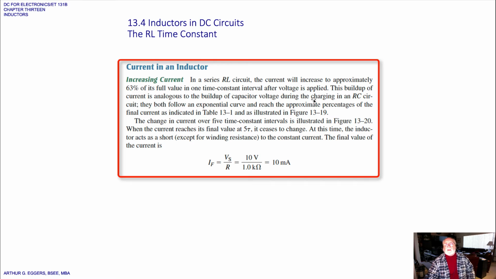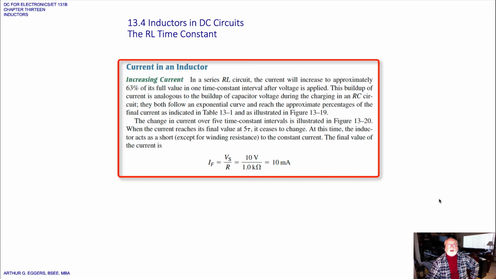0.63 of that amp. This buildup of the current is analogous to the buildup of a capacitor voltage during the charging of an RC circuit. They both follow an exponential curve and reach the approximate percentages of the final current, and we'll see that in the table and the figure to follow. The change in current over 5 time constants, as we'll see in the figure, when the current reaches its final value, or 5 time constants, it ceases to change. So we've essentially gotten to the maximum.